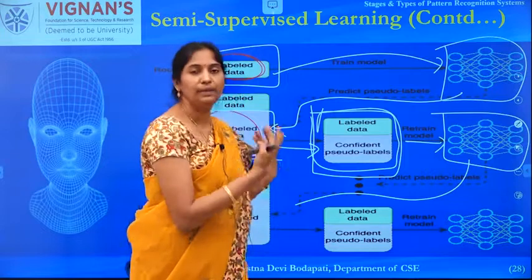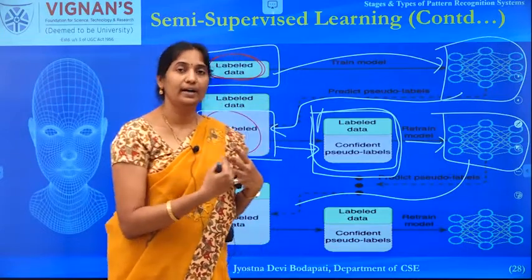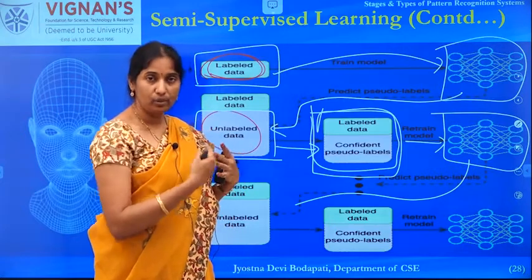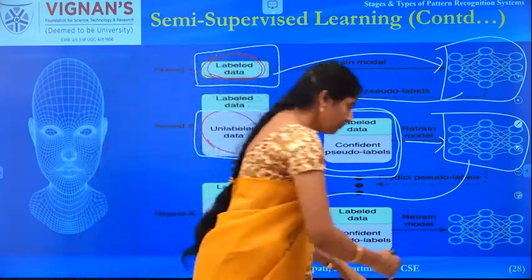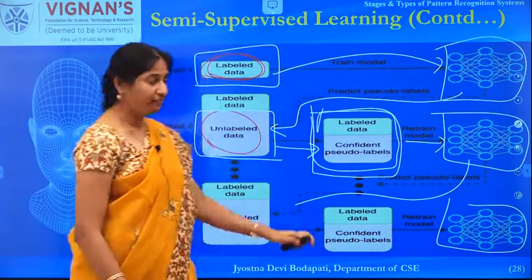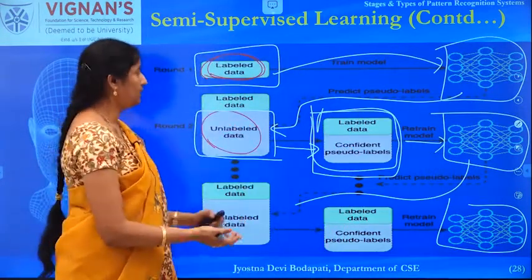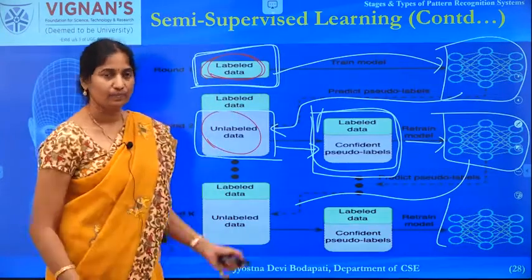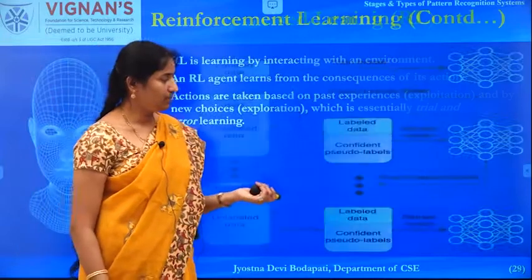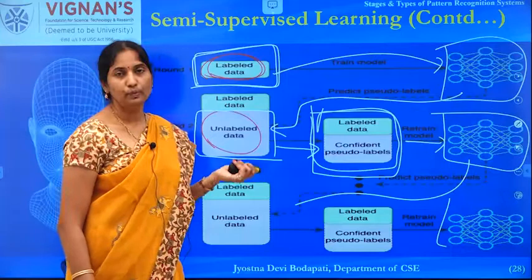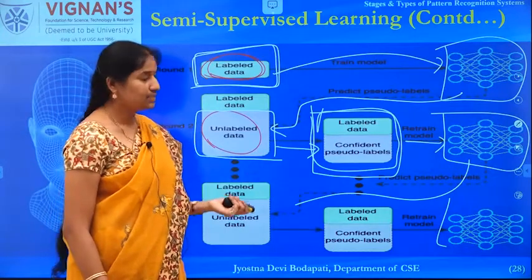This process is repeated for a certain number of times, or as long as there is unlabeled data that can be confidently labeled. Whatever final model I get is the final model, and definitely it will be better than the model that you train on the labeled data alone. Right, that is how it works. This kind of learning is called the self-training algorithm, a type of semi-supervised learning.